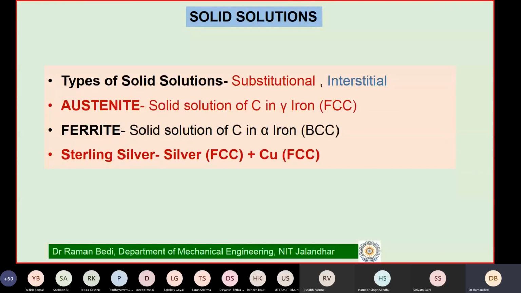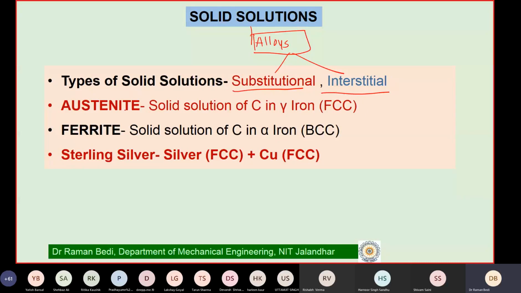When I talk about a solid solution here, there are two types of it: substitutional and interstitial. Solid solution is a term which we normally use for alloys. So alloys, you can say, are of two types: substitutional solid solution types, and interstitial types.